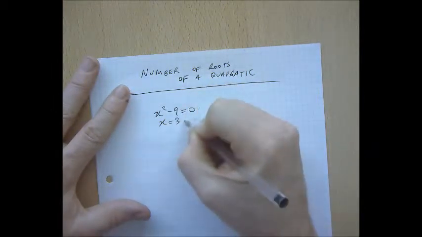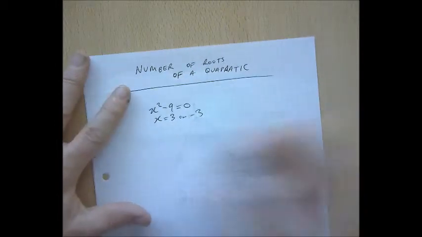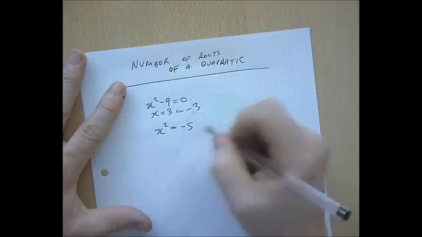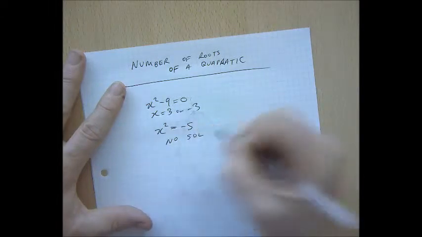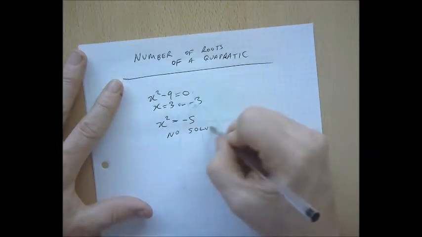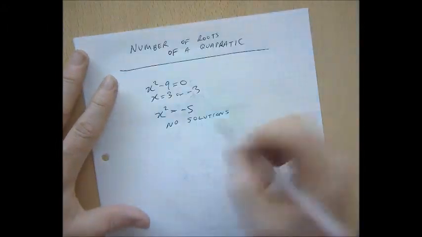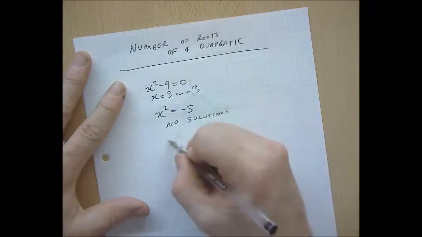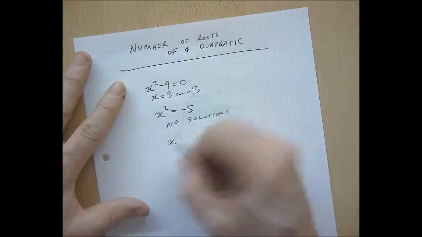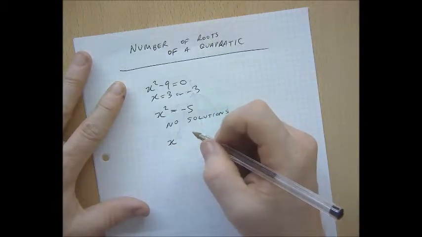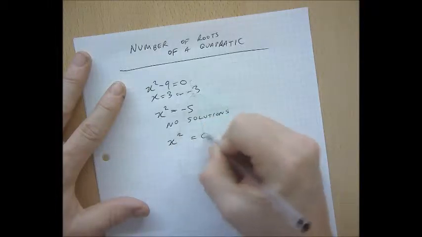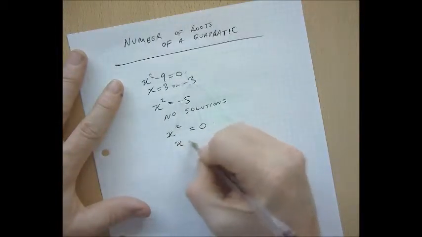This one has two answers, 3 or -3. Sometimes you get no answers. So this quadratic equation has no solutions because you can't ever get a negative through squaring. And sometimes you just get one answer. So for example, x squared equals 0. That just has one answer.